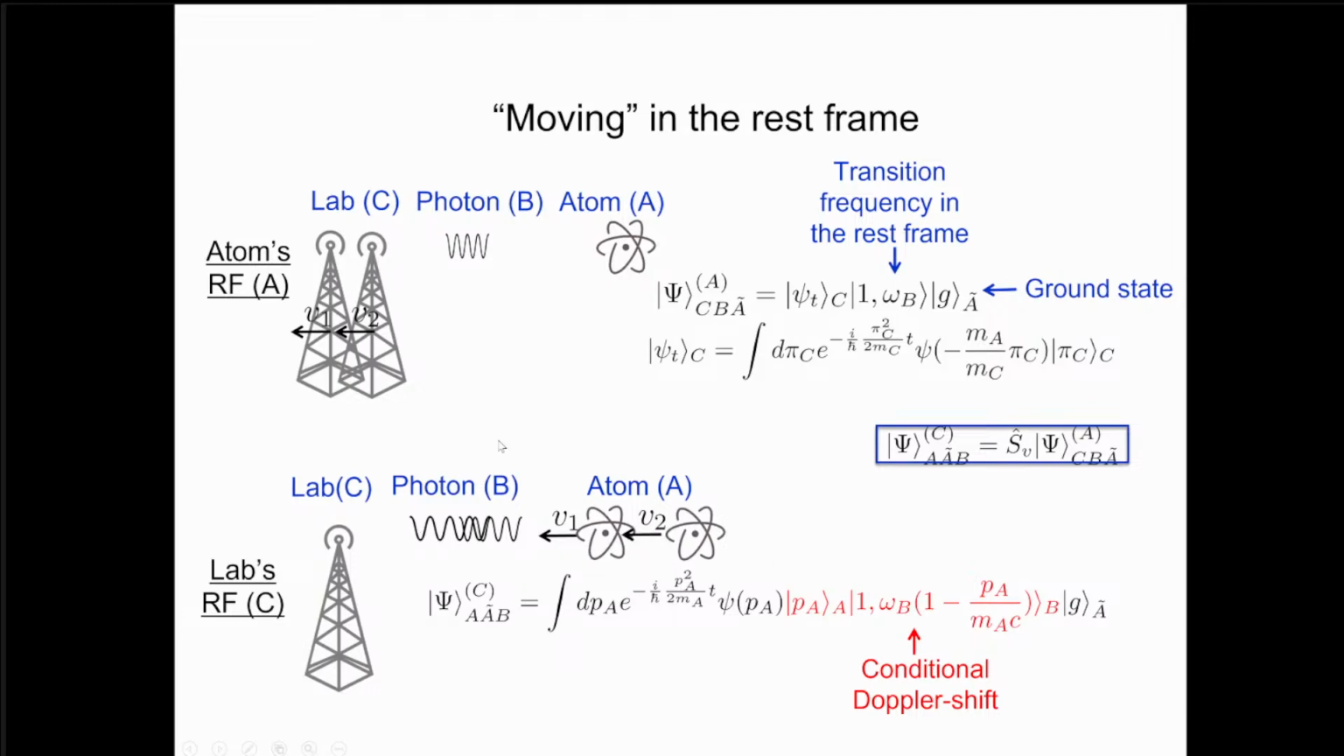So this pictorial picture is a description of this entangled state. But what actually happens is that I have an entangled state such that for every momentum or velocity of the atom, I need to conditionally apply a Doppler shift. So this state in this reference frame looks like a huge entangled state over all possible momenta, but such that whenever I have momentum PA, I must correspondingly Doppler shift the frequency to have the maximal transition amplitude, or to maximize the probability of getting the excited state.